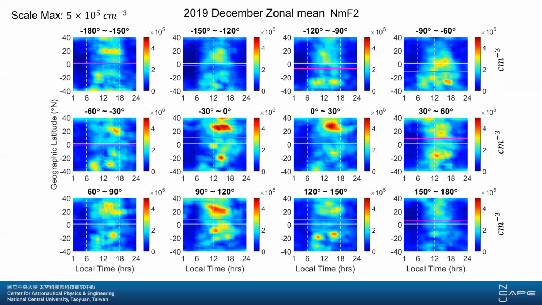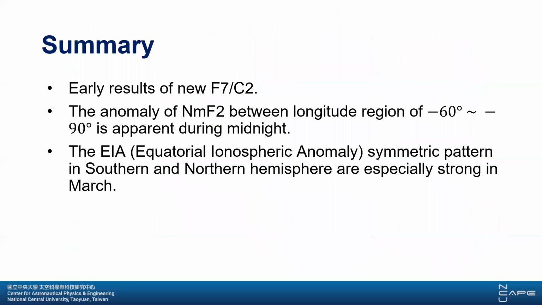For September and December, these data are obtained in 2019. It might be caused by the satellite distribution still not having been spread out yet. To confirm it, we need long-term observation in the future. For the summary, this research is about the early results of the new FORMOSAT-7 COSMIC-2.